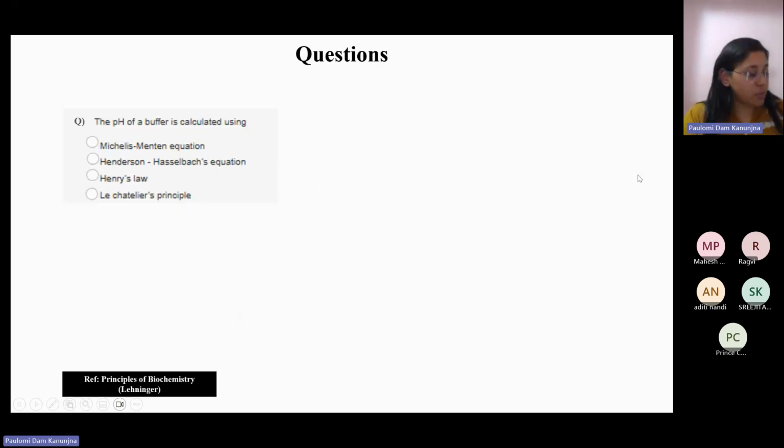Right. So now let's move on to some questions pertaining to this topic. The first is: the pH of a buffer is calculated using which formula? There is a set equation that we use to calculate the pH. So do you people know which one this is out of these four options?